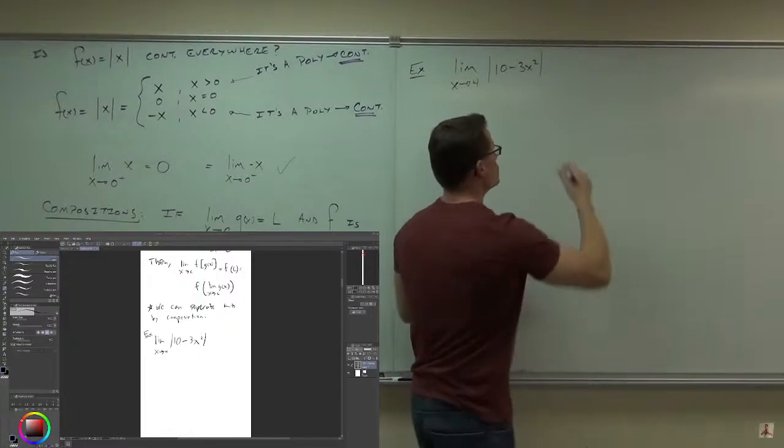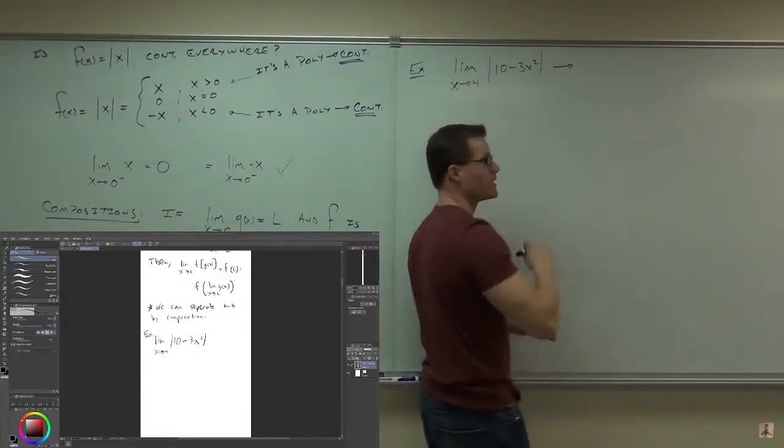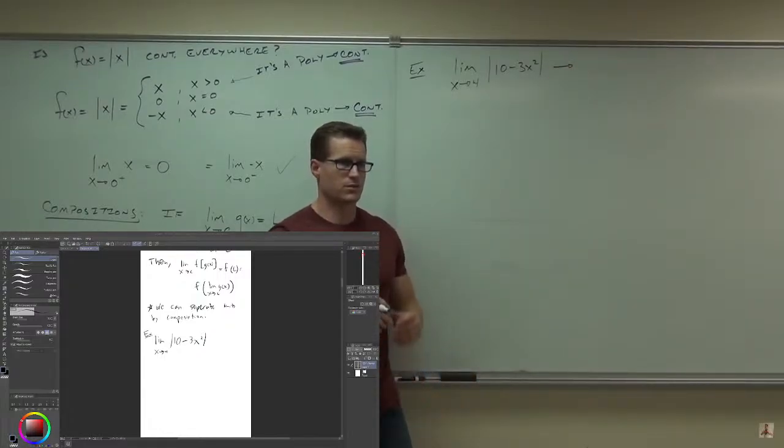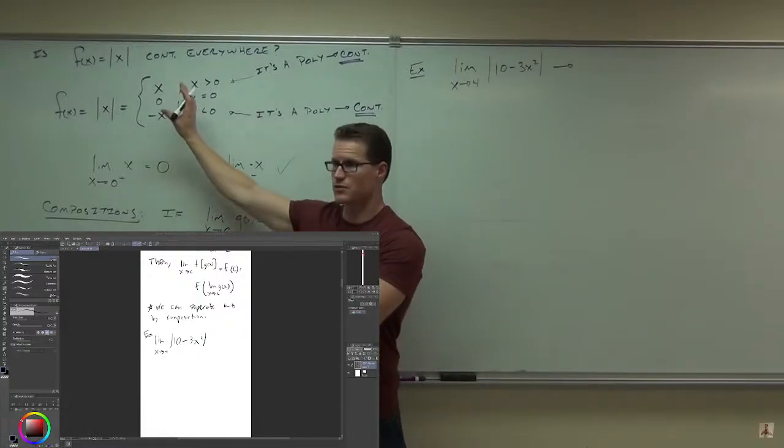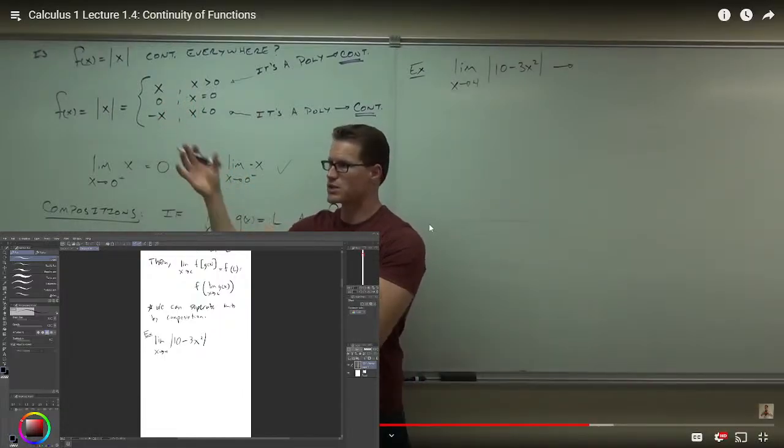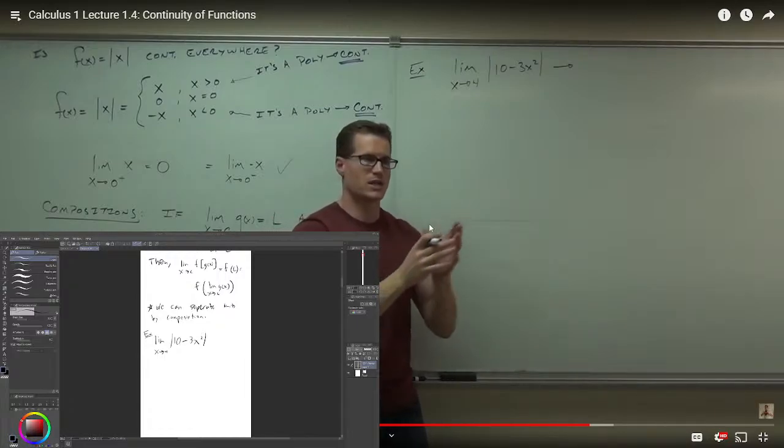What it says is that you can treat this as a composition, because we haven't really defined limits of absolute value. We haven't really talked about that. We've had to do one-sided limits for things like this so far. So there's something that we actually can do here.